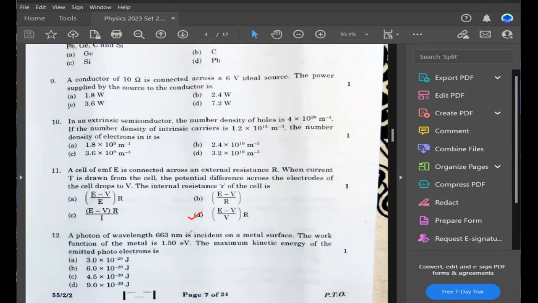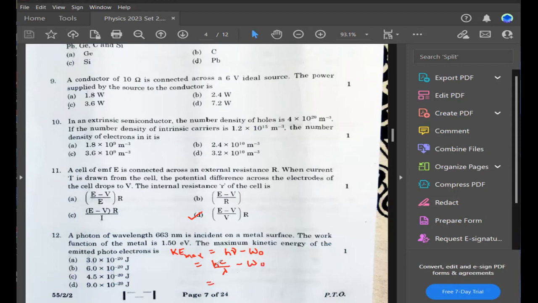Next is, a photon of wavelength 663 nanometer is incident on a metal surface. Work function is given. We have to find out the maximum kinetic energy. According to Einstein's photoelectric equation, maximum kinetic energy is equal to h nu minus the work function. Okay, W naught is the work function. Here nu is not given, instead lambda is given. So nu can be written as hc by lambda, minus the work function.